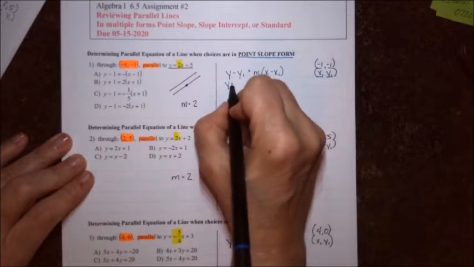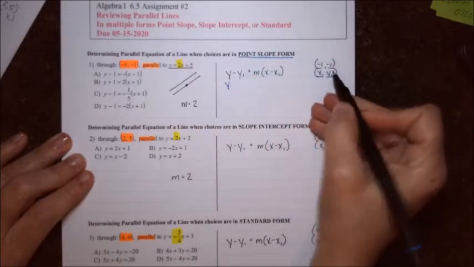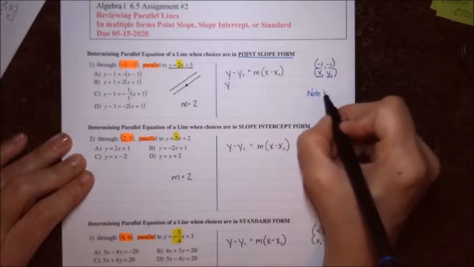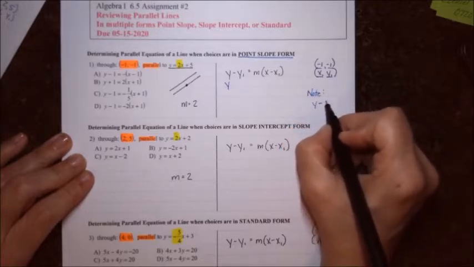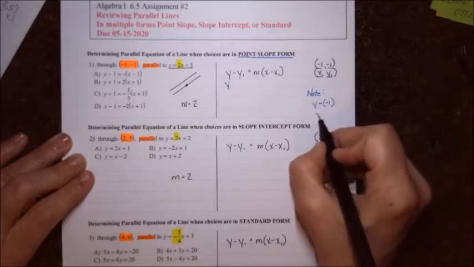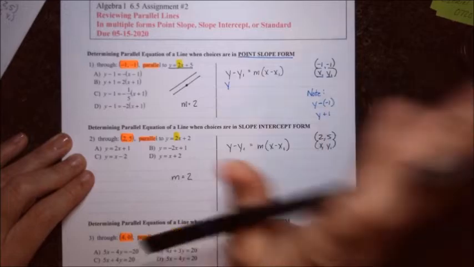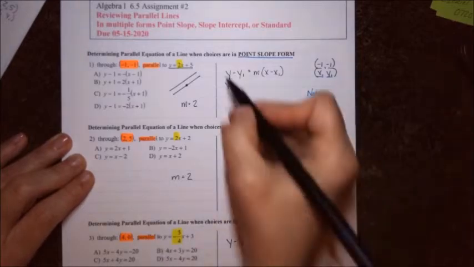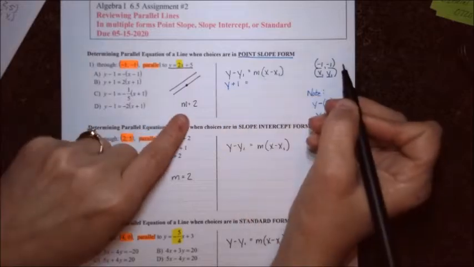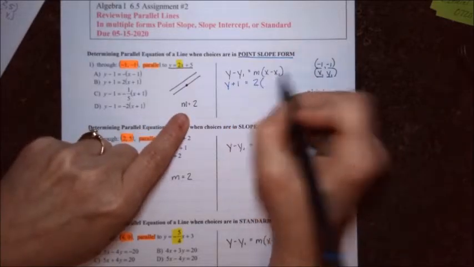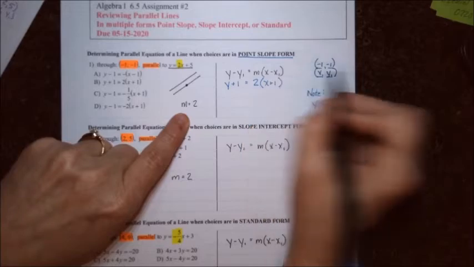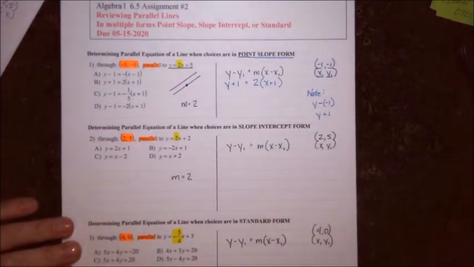So we're going to have y minus a negative, so I'm going to put a little note here. Note that a y minus a -1 is the same as y plus 1. Please don't forget that if you come across negatives. Alright. Slope is 2. Again, same as the y, x will be plus 1.